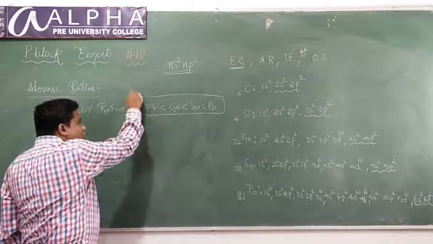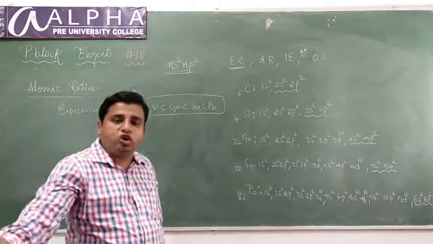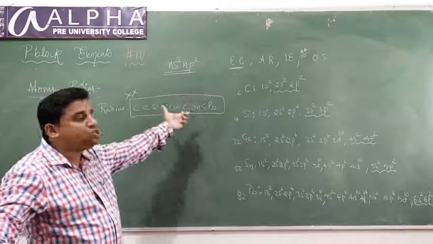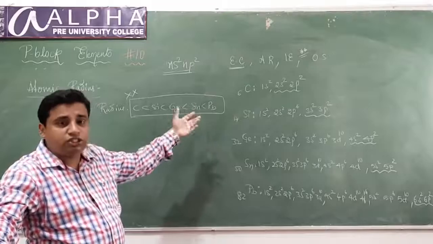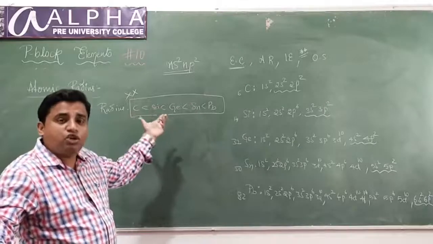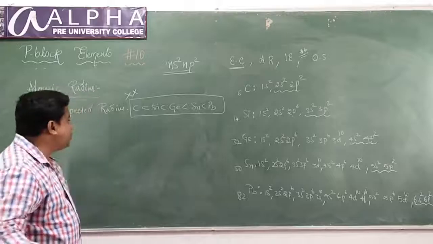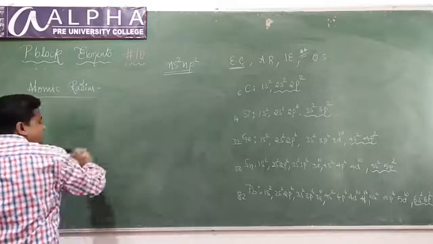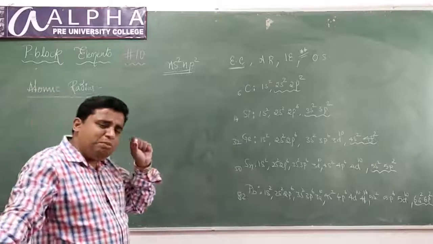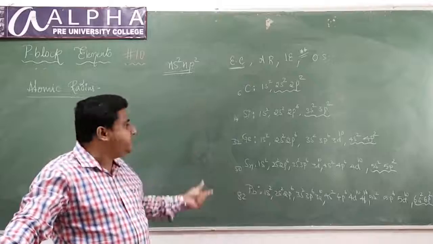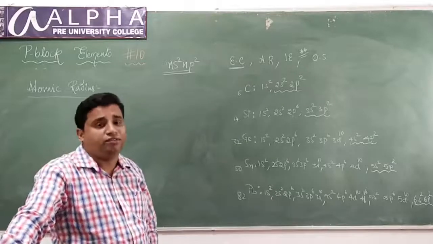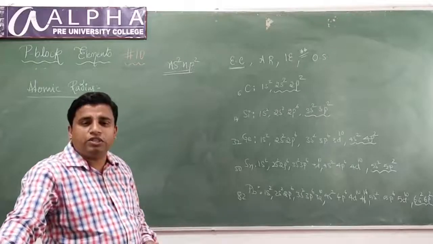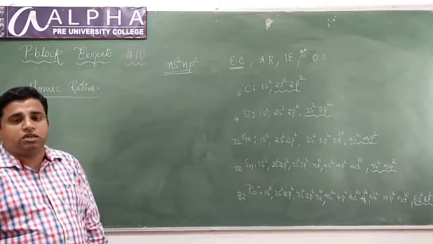But this is not the actual atomic radius. The atomic radius does not vary down the group in this order. There is a change in the variation of atomic radius down the group. So what is the actual order? This is absolutely wrong. Don't just blindly say that atomic radius increases from carbon to lead. Don't be blind enough. Try to explain it with appropriate reasons. Are you able to understand?